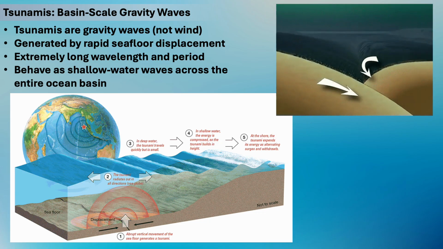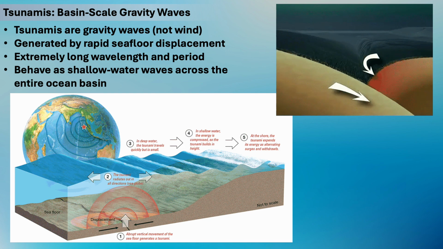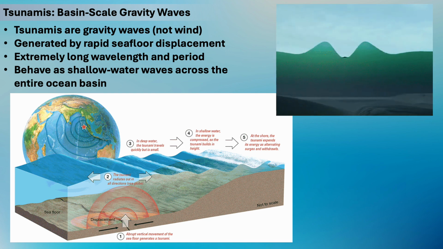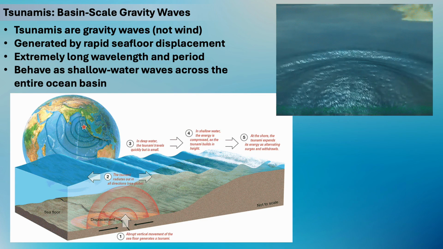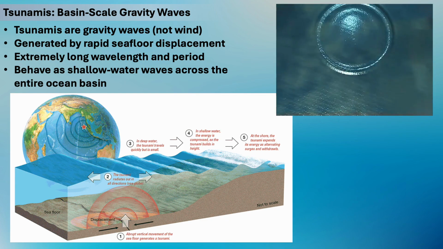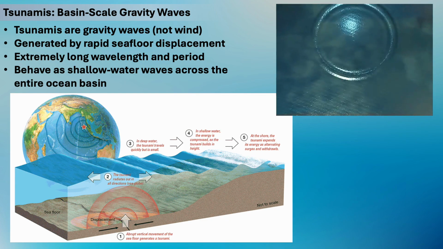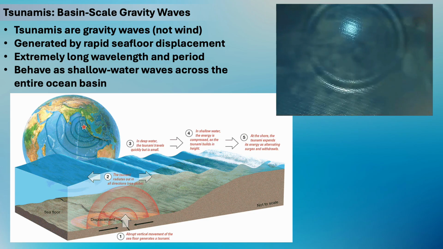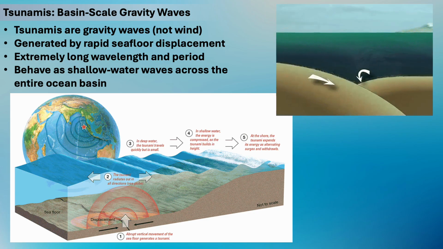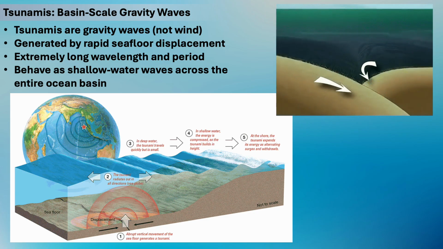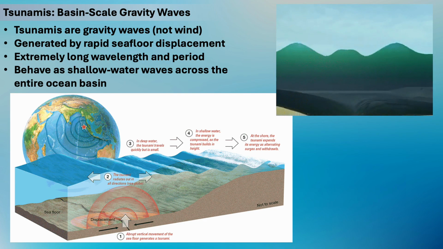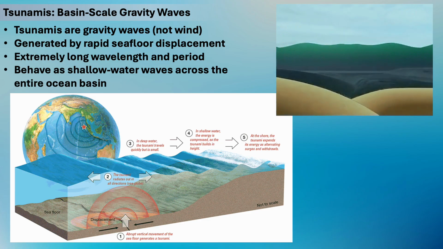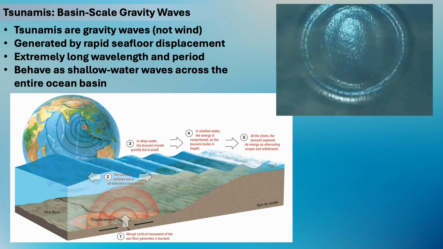Up to this point, we have focused on waves generated by wind acting at the ocean surface. Tsunamis allow us to expand that framework by asking a deeper question. What happens when energy is introduced not at the surface but at the sea floor? The answer is a wave that behaves very differently from the wind waves we usually see, but that is governed by the same physical principles.